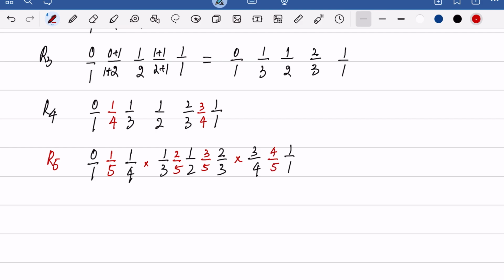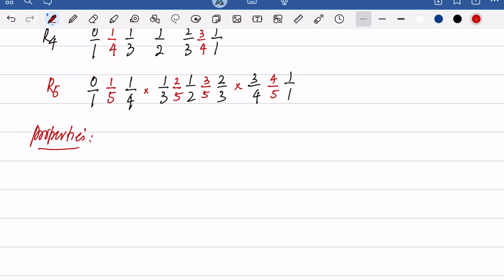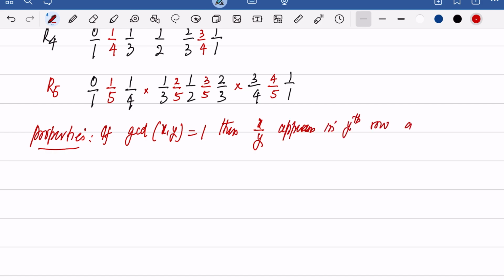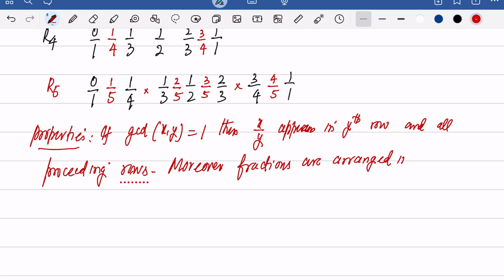So this is how we construct the table, and these fractions that we obtain here are called Farey fractions. The properties of this table are, if GCD of x and y is equal to 1, then x by y appears in the yth row and all preceding rows. Moreover, fractions are arranged in order of their size.